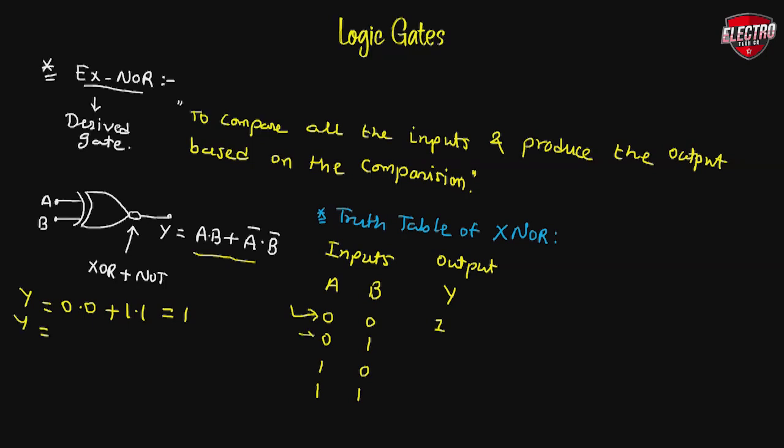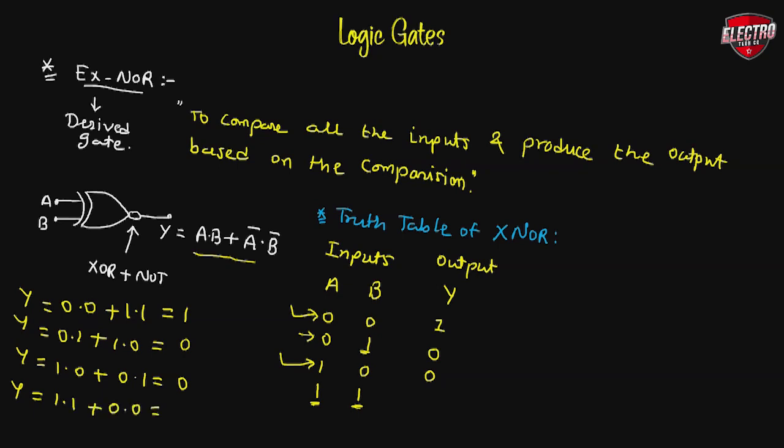For the second case, A is equal to 0, B is equal to 1, then A complement is equal to 1, B complement is equal to 0, so we get the answer 0. For the third case, A is equal to 1, B is equal to 0, A complement is 0, B complement is equal to 1, so we get the answer 0. For the last case, A is equal to 1, B is equal to 1, A bar is equal to 0, B bar is equal to 0, so we get output 1.